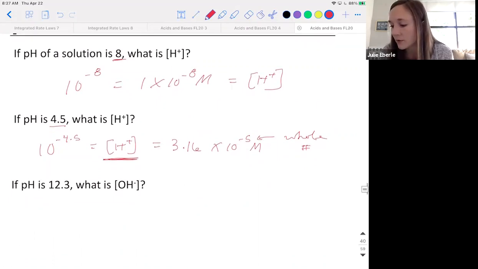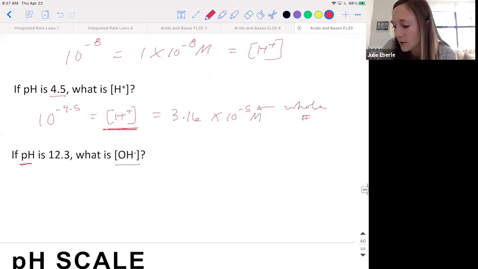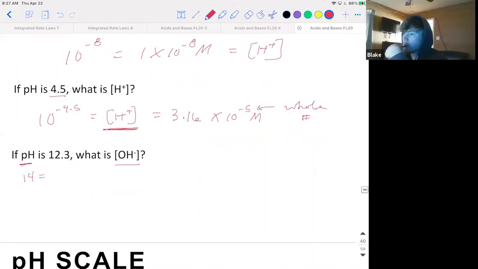Okay, what if pH is 12.3? Now I'm asking you what is the concentration of OH. So notice I'm giving you pH and I'm asking you for OH. So we have an extra step we need to do here. What could we do? We need to get pOH. We don't want pH, we want pOH. How do we get pOH? Remember, 14 equals pH plus pOH.